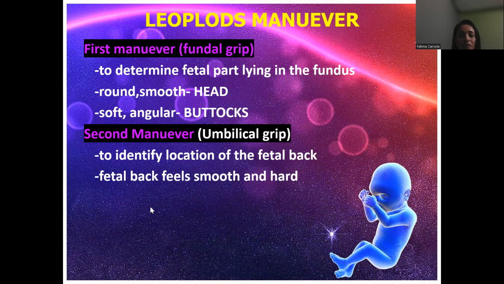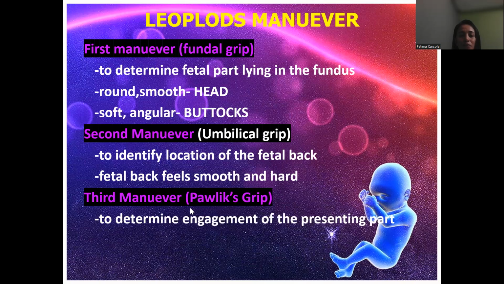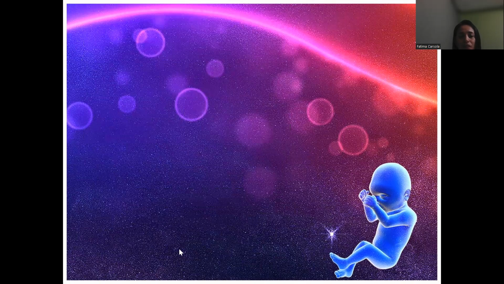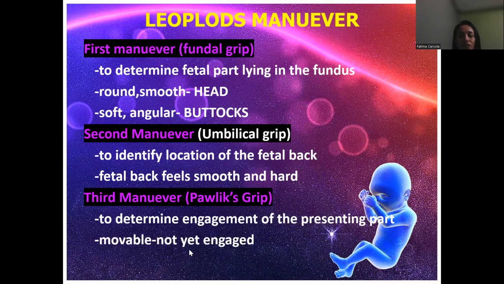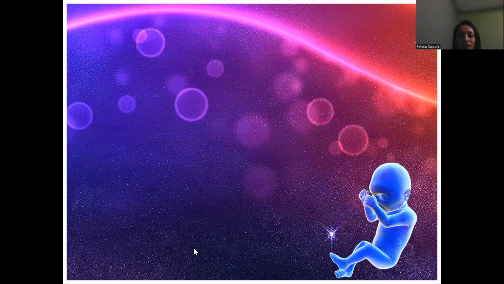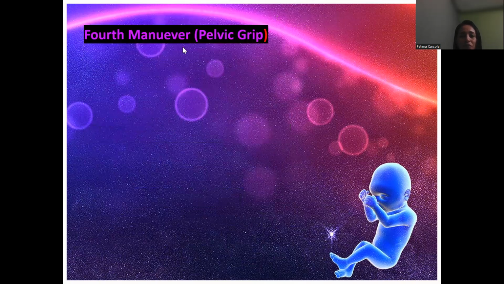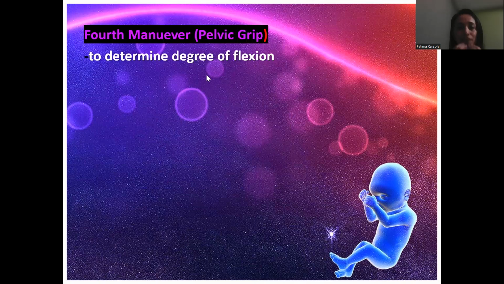Third maneuver is the pollex grip. When you say the pollex grip, you have to determine the engagement of the presenting part. If it's movable, it's not yet engaged, and if it's not movable, it is engaged. We have here the fourth maneuver, what we call the pelvic grip. You have to know the degree of flexion.